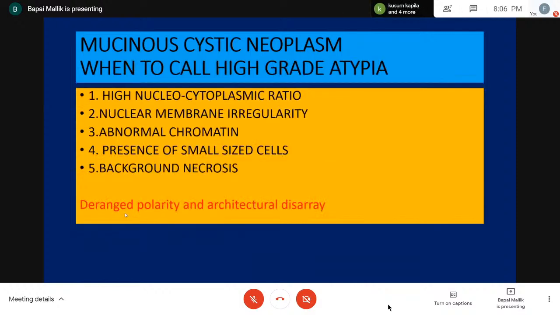So what are the important features that you look at in order to say if high-grade atypia is present? You try to look at a high nucleocytoplasmic ratio. These are very predictive. Nuclear membrane irregularities, abnormalities of chromatin, presence of small size cells, small meaning smaller than enterocytes, which are present on the smears, and presence of background necrosis. So these are 5 features which are considered to be important. In our experience, apart from these 5, if you look at the clusters and the polarity of the cells, if there is deranged polarity and architectural disarray, that is also something which suggests the presence of high-grade atypia.